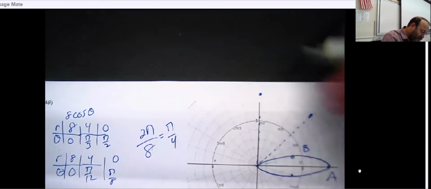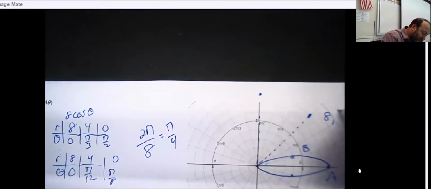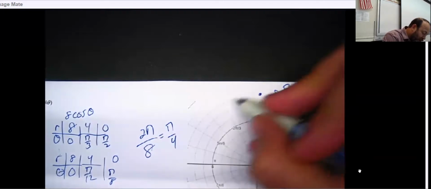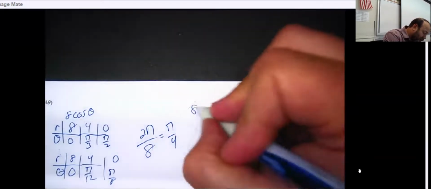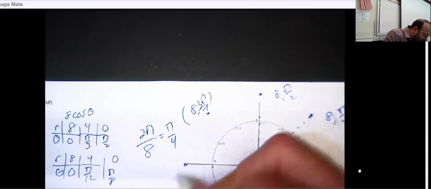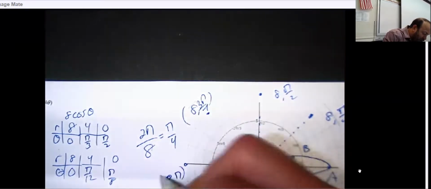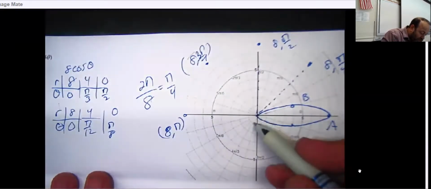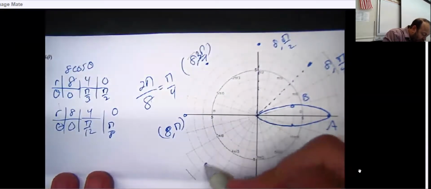My next petal is, so 8 at 2 pi, 8 at pi over 4, 8 at pi over 2, which is 2 pi over 4, 8 at 3 pi over 4, 8 at 5, 6, 7, 8, 8 at pi, also known as 4 pi over 4, 8 at 5 pi over 4, 6, 7, 8.